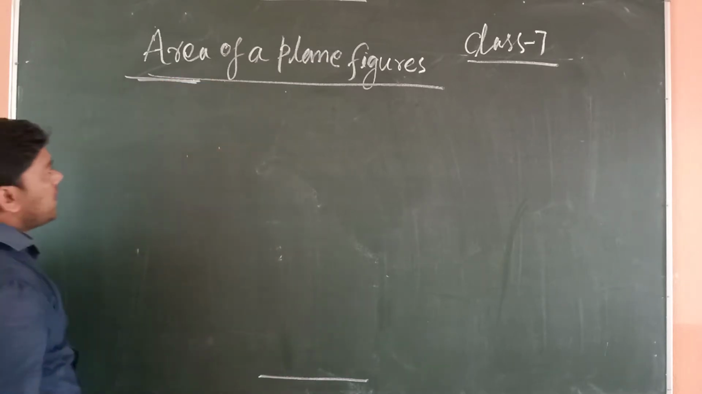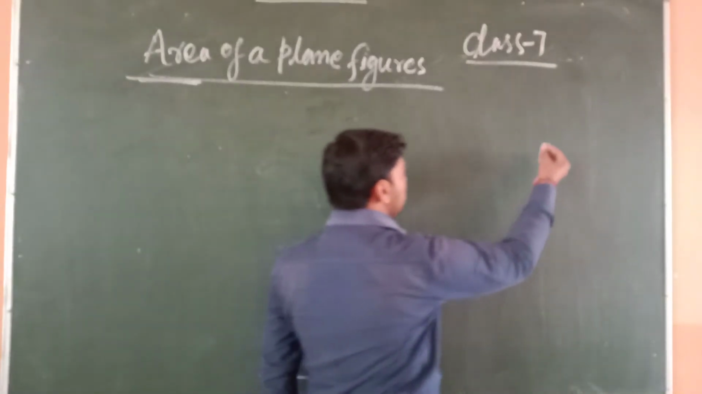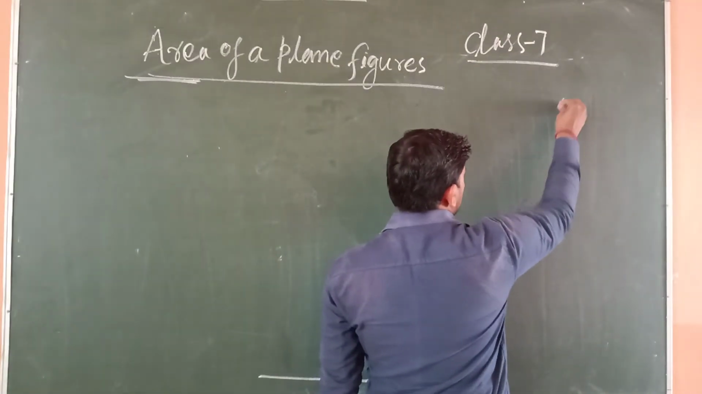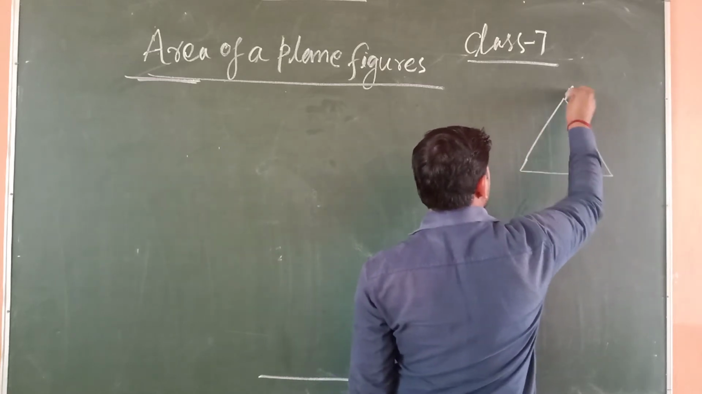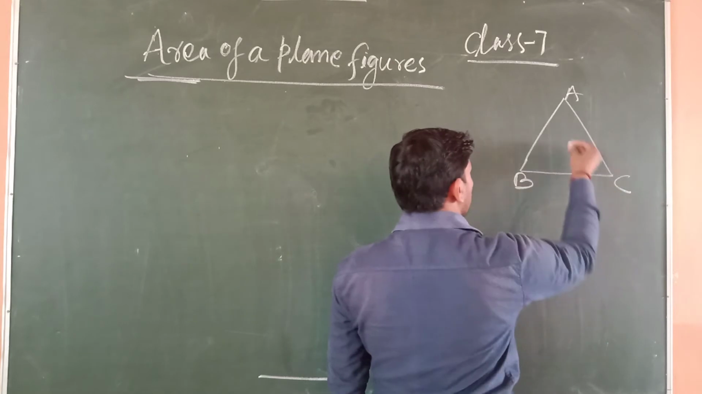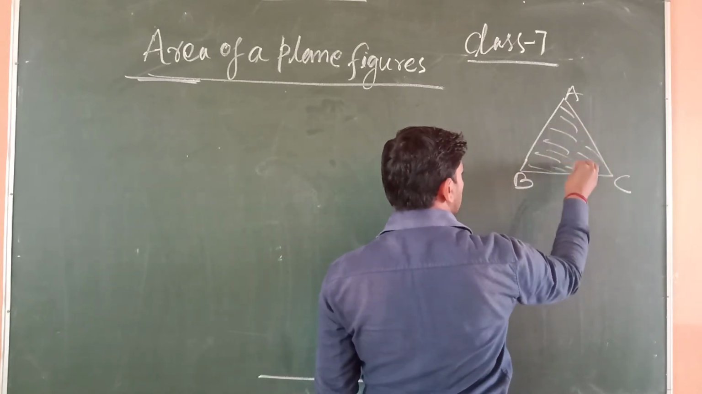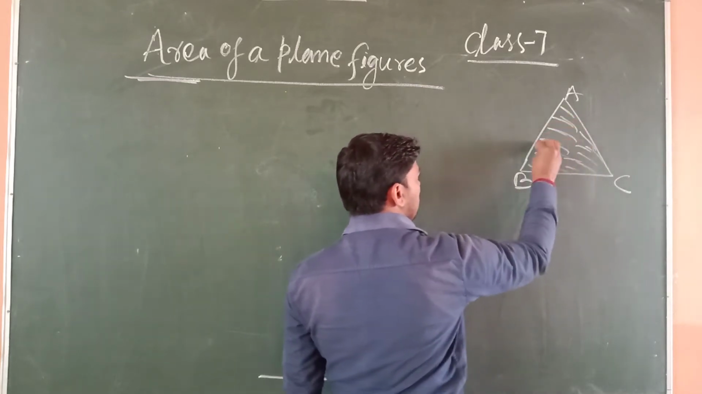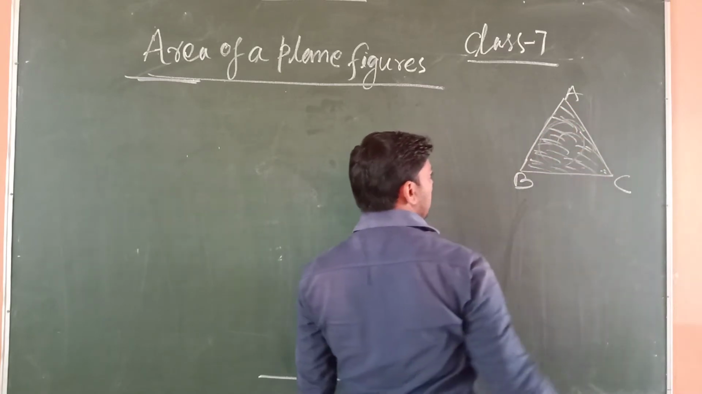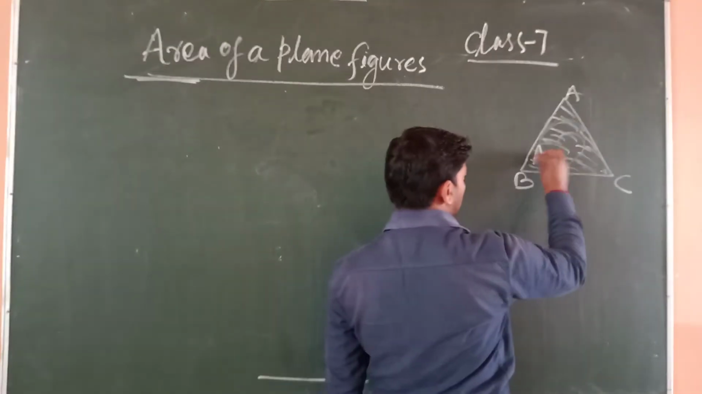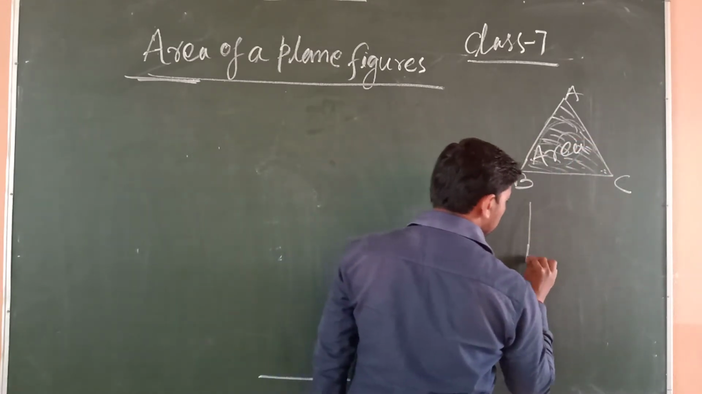Okay, first we define the area of a plane figure. It is the measure of its interior region. Suppose this is a plane figure. The measure of its interior region, this shaded part, is called area. Area of a plane figure is the measure of its interior region.